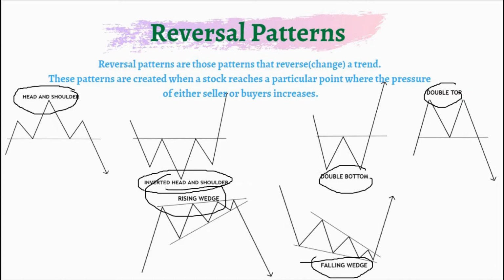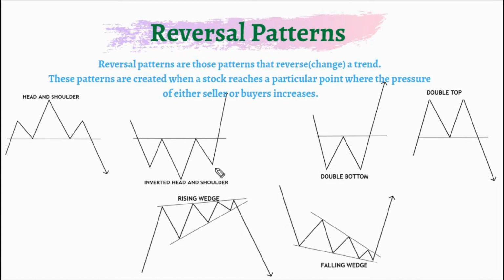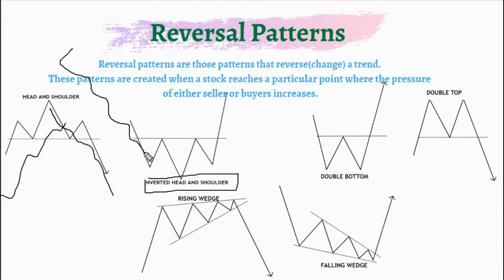Okay, so when an inverted and normal head and shoulder forms, we could say that the potential trend of the market, which was going up, could now change from up to down. And in case of inverted head and shoulder, suppose a downtrend was already established in the market, and then if we see an inverted head and shoulder pattern, we could say that now the market has the greatest potential that it could change its trend from down to up.